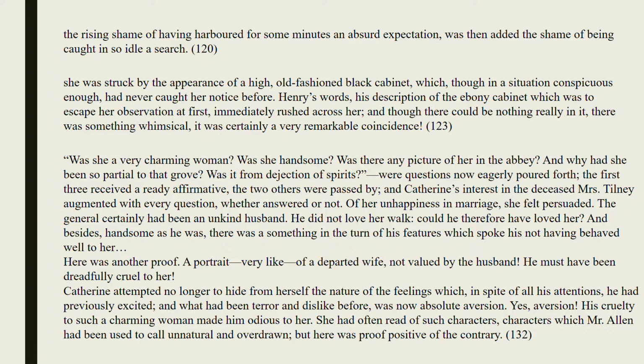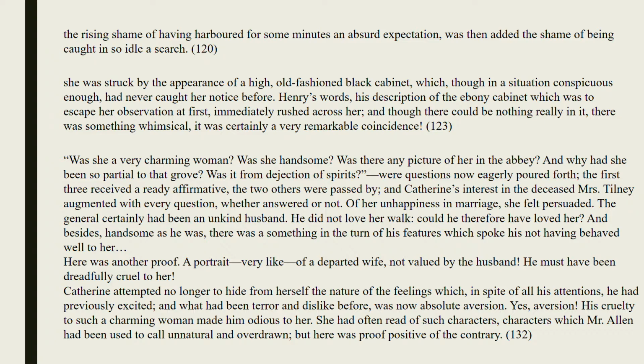Catherine attempted no longer to hide from herself the nature of the feelings which, in spite of all his attentions, he had previously excited. And what had been terror and dislike before was now absolute aversion. Yes, aversion. His cruelty to such a charming woman made him odious to her. She had often read of such characters which Mr. Allen had been used to call unnatural and overdrawn, but here was proof positive to the contrary.